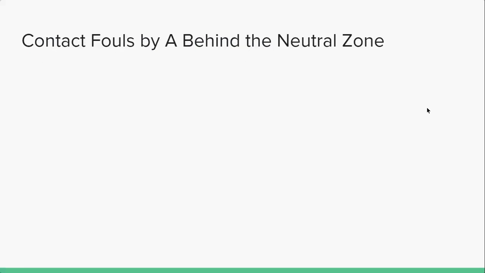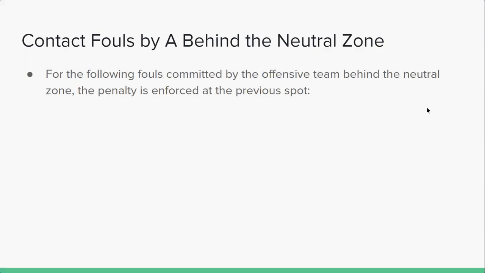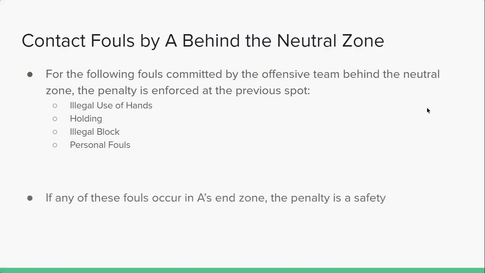Let's talk about contact fouls by A behind the neutral zone. For the following fouls committed by the offensive team behind the neutral zone, the penalty is always going to be enforced from the previous spot. Illegal use of hands, holding, illegal blocks, that could include chop blocks, blocks in the back, clipping, etc., or any personal fouls. We would enforce the penalty for those fouls regardless of where they occur behind the neutral zone, as long as they occur in the field of play, at the previous spot.